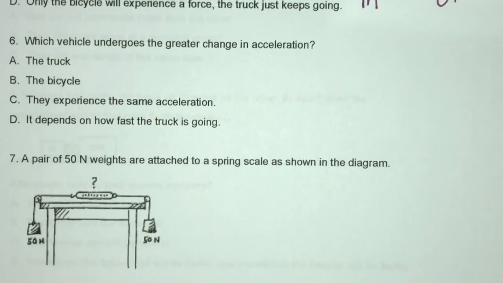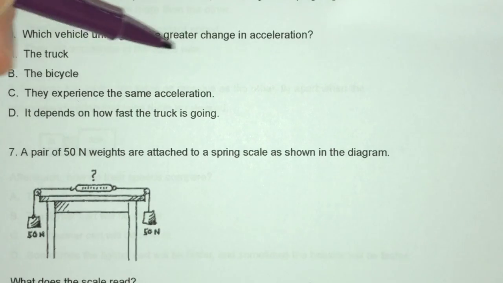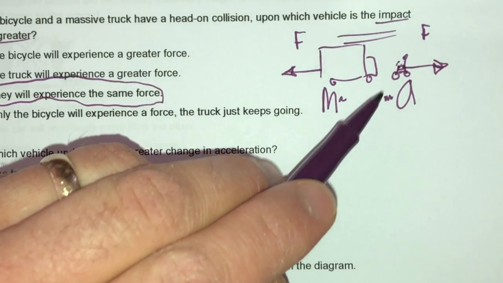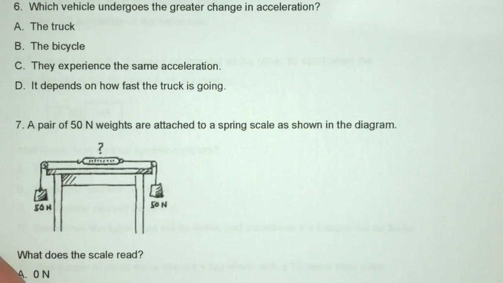All right, and finally, number 6. Which vehicle undergoes the greater change in acceleration? Well, I just sort of explained that, didn't I? Because of the small mass of the bicycle, it has to have a larger acceleration for the same amount of force. All right, that's numbers 1 through 6.